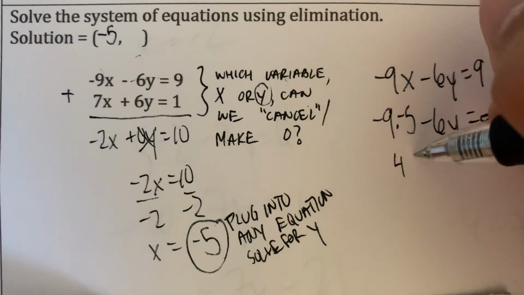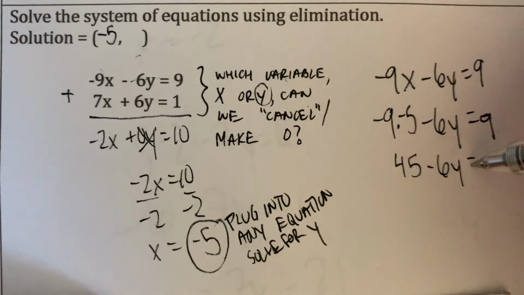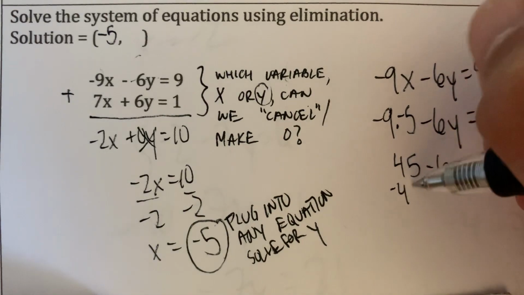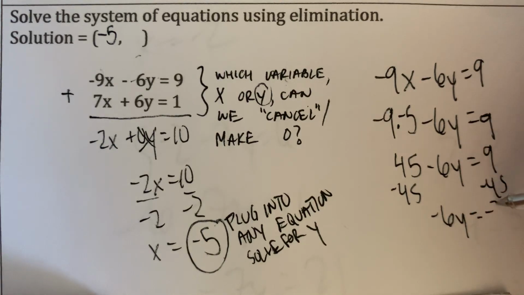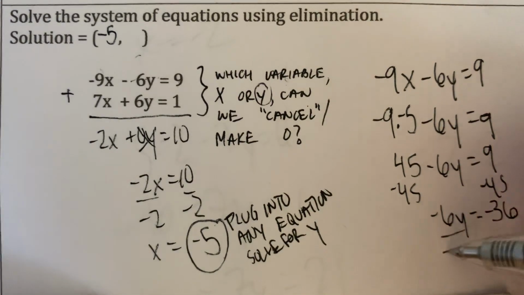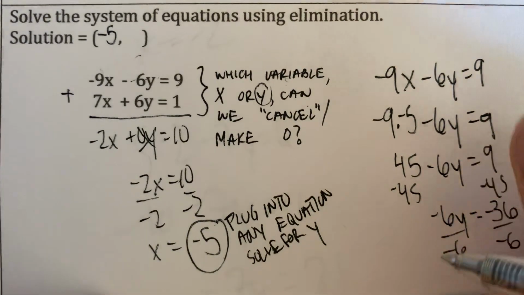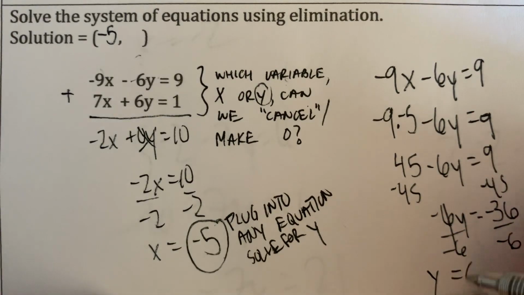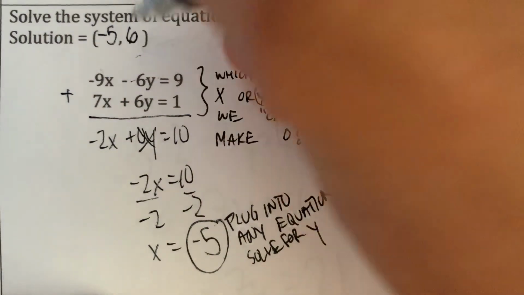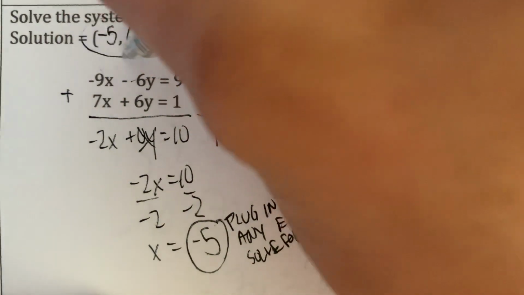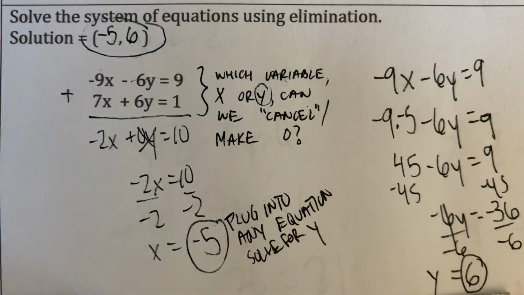Multiply these: 45 minus 6y equals 9. Subtract 45 from both sides. -6y equals -36. Divide both sides by -6, and we get our solution of y equals 6. So there's the other half of the answer, -5, 6, for our second example.